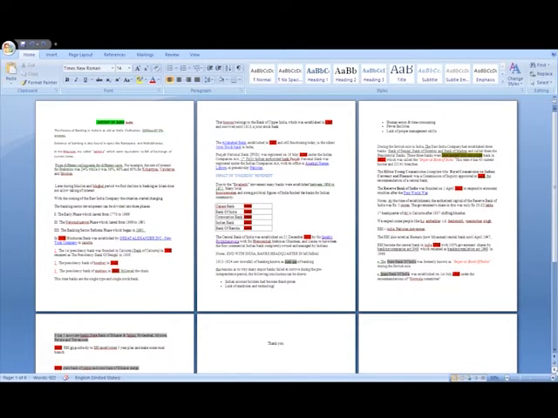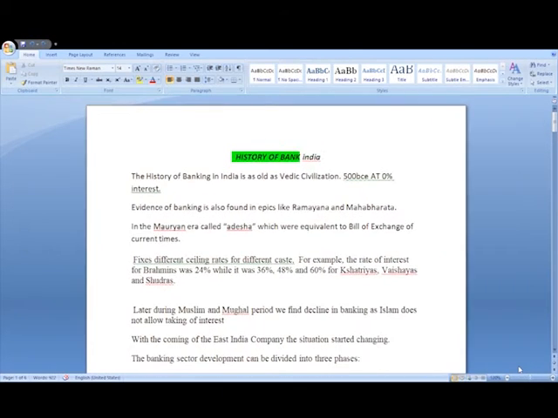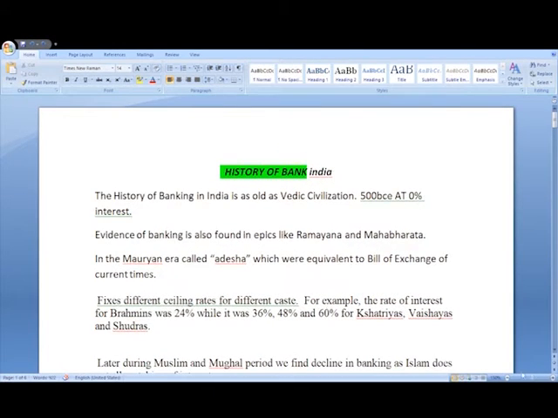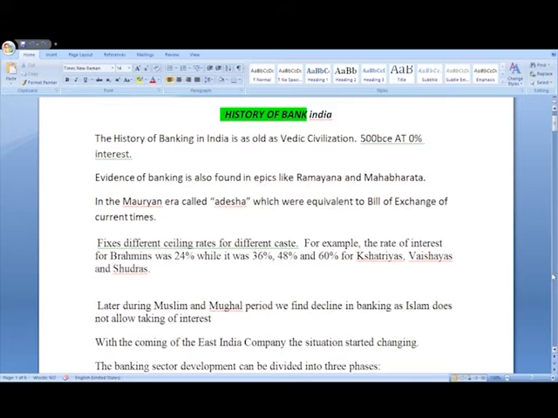The history of banking in India is as old as Vedic civilization. In 500 BCE, there was 0% interest. Evidence of banking is also found in epics like the Ramayana and Mahabharata. In the Mauryan era there were Adesha, which were equivalent to the bill of exchange of current times, and they fixed different ceiling rates for different castes.